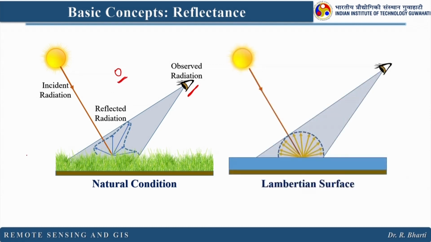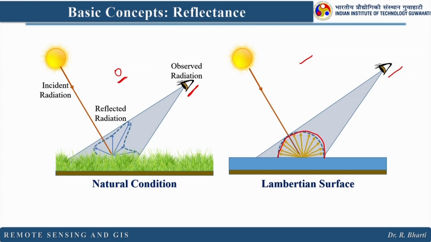In the next one, when you have a Lambertian surface, what will happen? You will have an equal amount of energy reflecting in all directions. So it doesn't matter whether you look from here or from here, your information will remain the same.